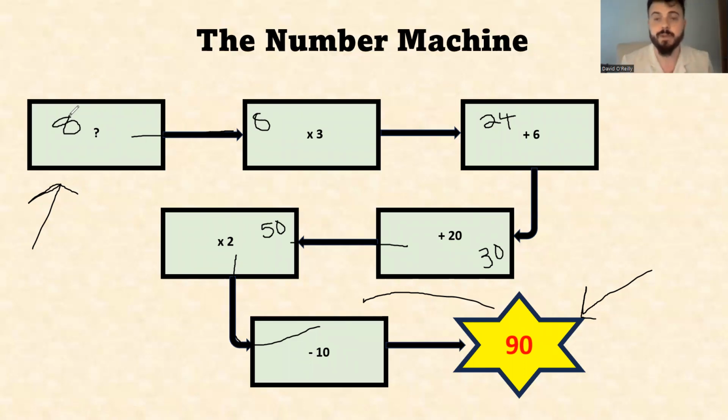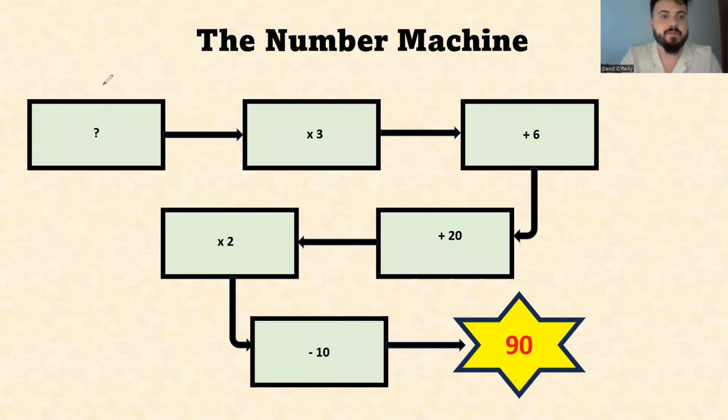We should check our answer by going back forwards through the machine with the number 8. Okay, so let's try that. So if we assume this is number 8, 8 times 3 is 24, 24 plus 6 is 30, 30 and 20 is 50, 50 times 2 is 100, 100 subtract 10 is 90. It's correct.